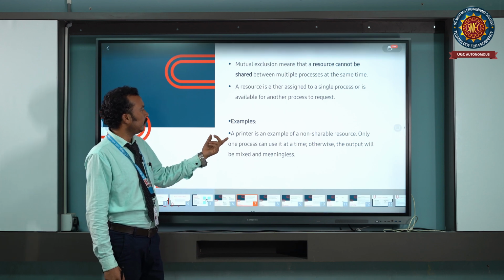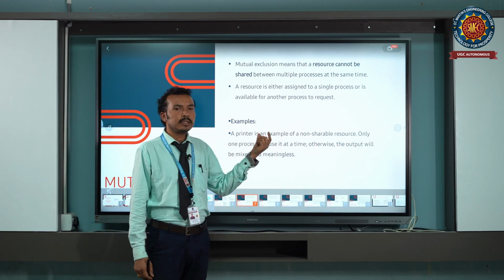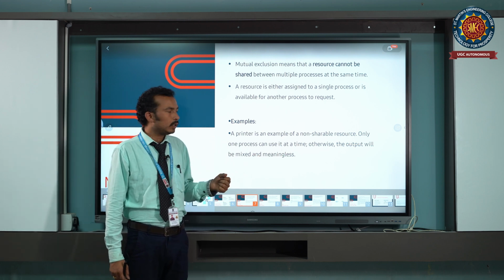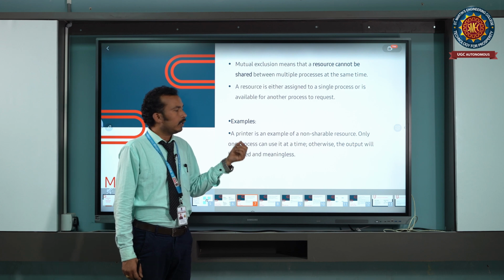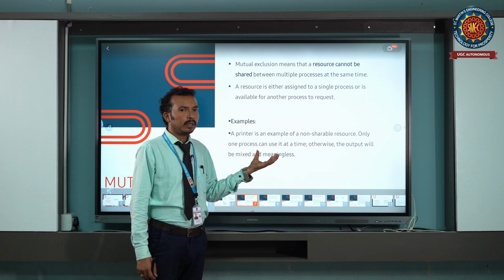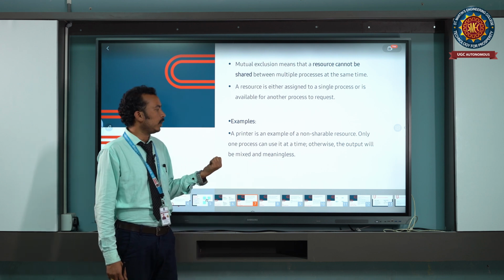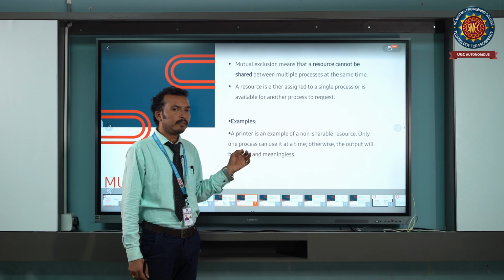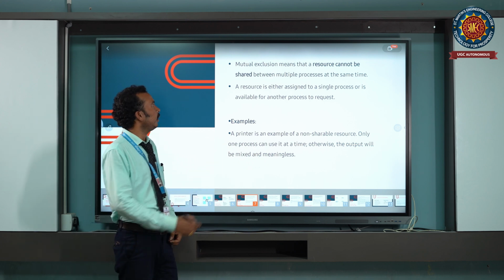And this is the example. We can take the printer as an example. It is a non-shareable resource, so only one process can use it at a time. The first process will do the printing. After completing that printing part, it will be allocated to the next process, the second process. Meanwhile, the second process will wait until the first process completes its execution.